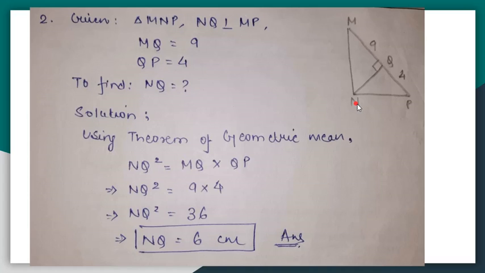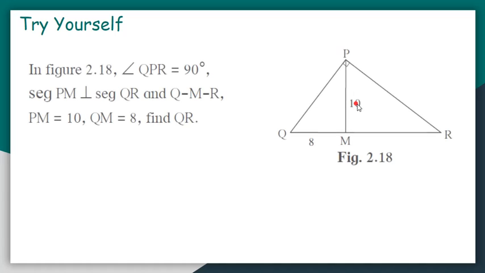Coming back, let's quickly check our solution. When I put the values back, I get the square of NQ as 36, and when I find the square root of it, I should get 6 as the answer. So these are the two values that were given to me, 9 and 4. I put the values and I get 6 as the answer. Similarly, let's try another question by ourselves.